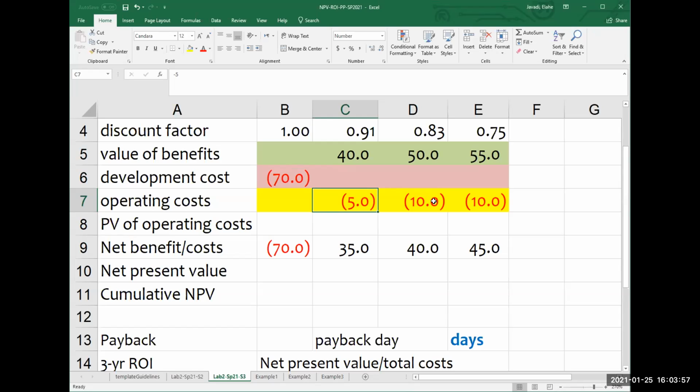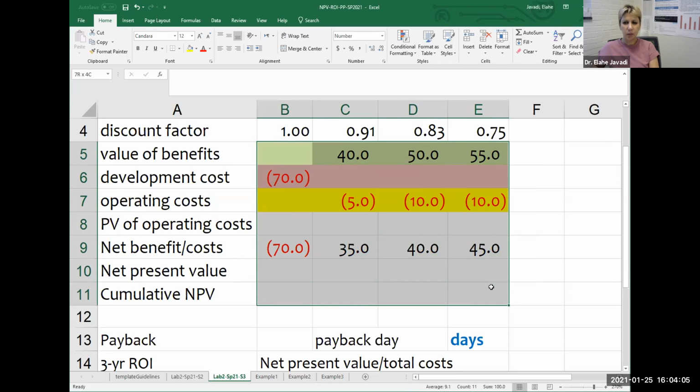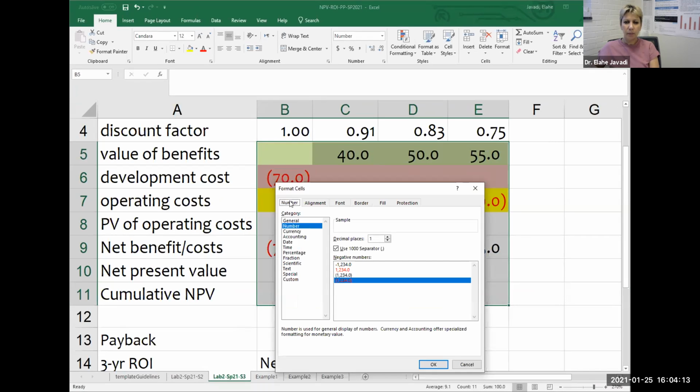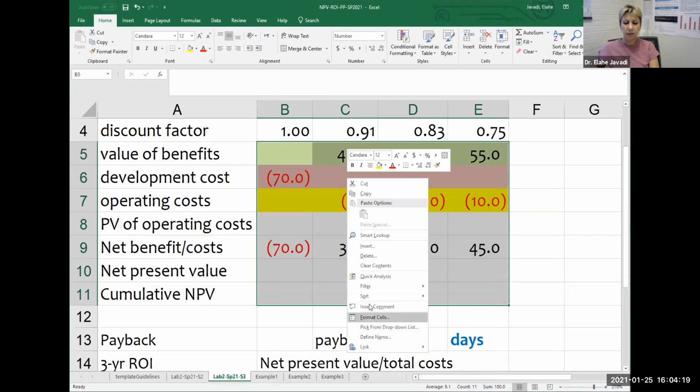Could you show one more time how to do the parentheses, the red numbers? Sure, just select the area that you want to apply these changes to. I selected my whole box. Right click, format cells, and then you go to the numbers tab, numbers. Oh, I'm sorry, too fast.